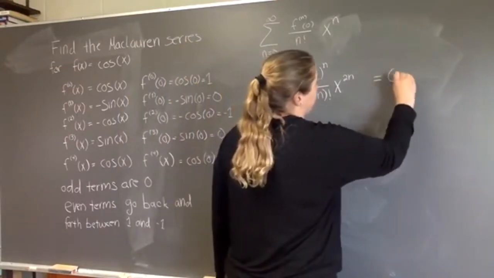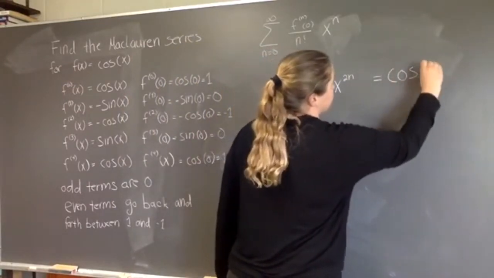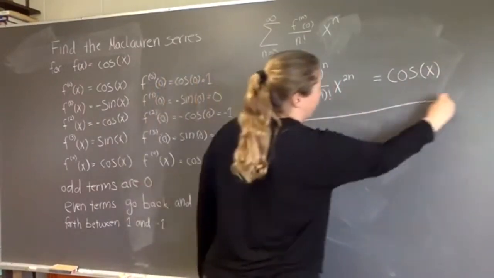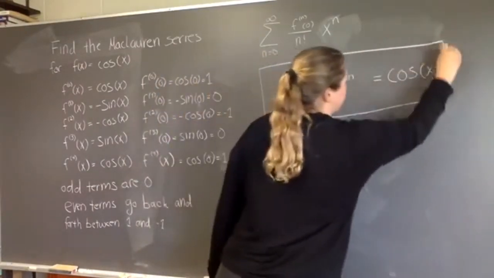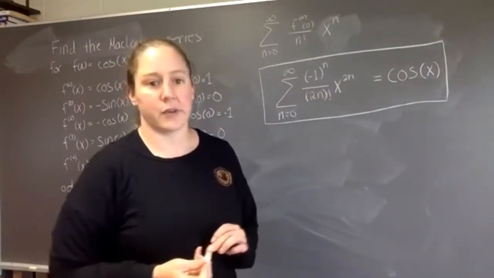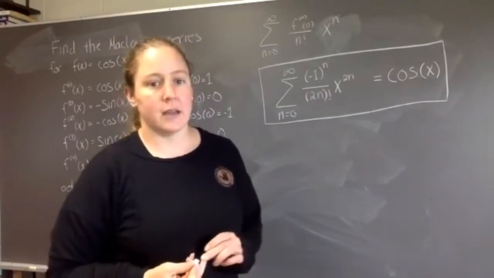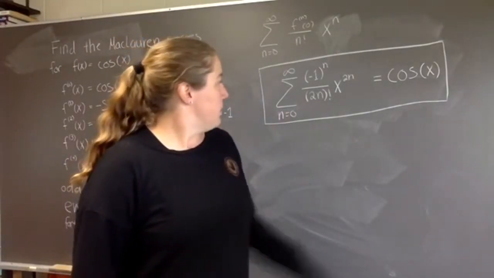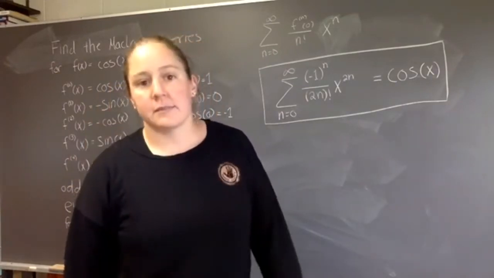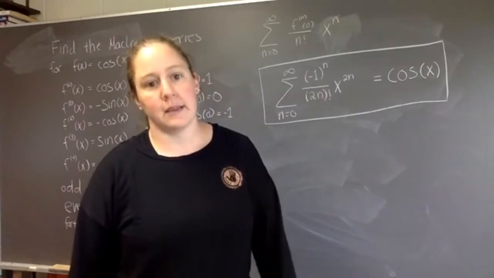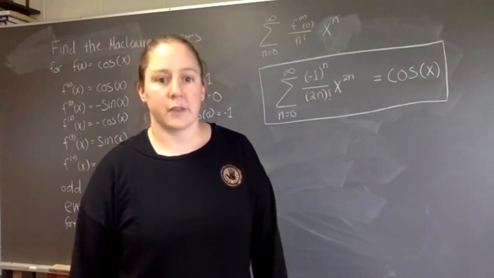And I'm going to write that this equals cosine of x, because it does. You can't always write that a Taylor series equals the function. You can only do that if the radius of convergence is infinity in that chart that you have. But in this particular case, it does mean that the Taylor series, if you went to infinitely many terms, you would get exactly the cosine function for this.